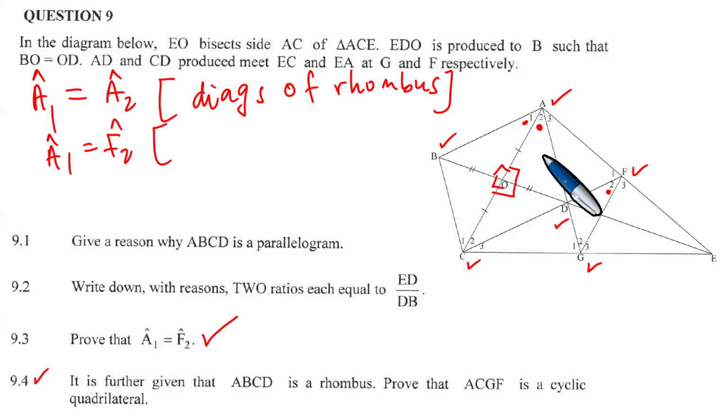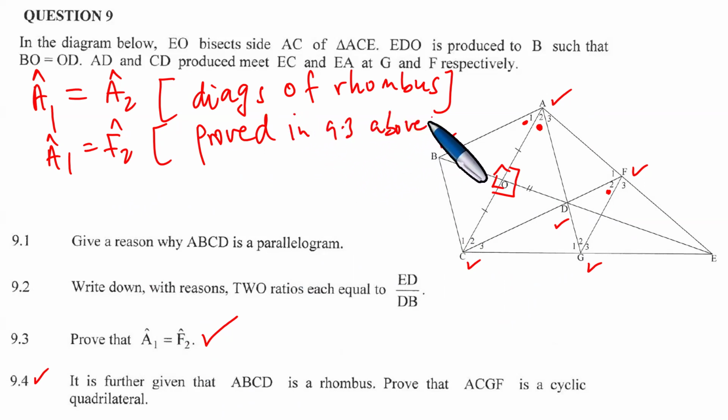Why is angle A1 equal to angle F2? Angle A1 is equal to angle F2 because we proved it here. It has been proved in 9.3 above. We have proved the fact that angle A1 is equal to angle F2. Here, A1 equals F2, that was proven above.